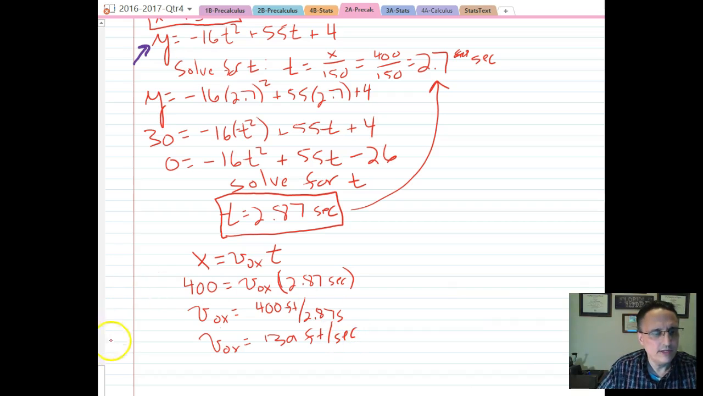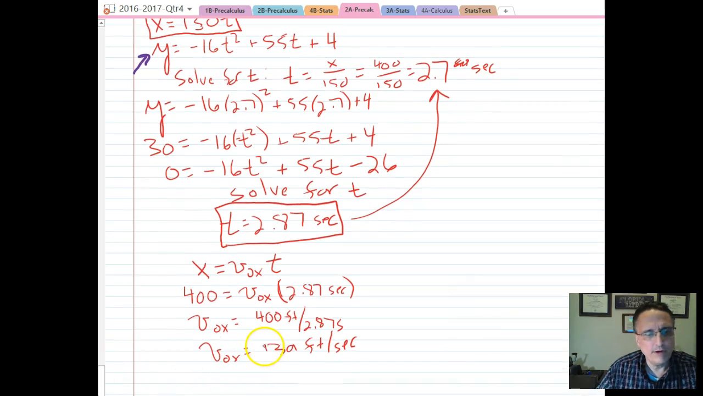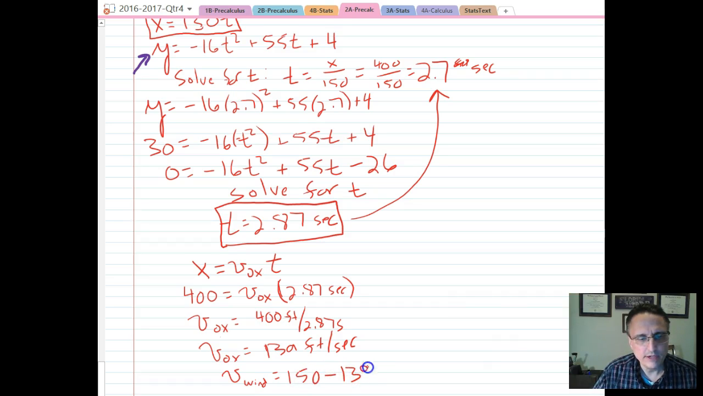Now, what does that tell us? The ball, when it was struck, the batter gave it an initial velocity of 150. But the ball needs to be leaving the bat at 139 feet per second in order for it to hit the top of the wall. So what's the velocity of the wind? It's going to be the difference between what the batter gave it, 150, and what it really needs to be in order to hit the top of the wall. And that's 11 feet per second. And that would have to be in the left direction.